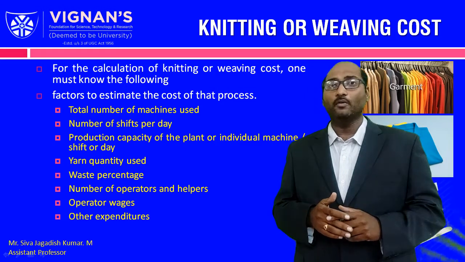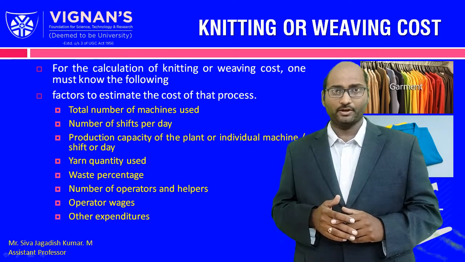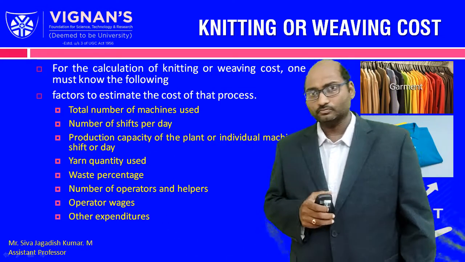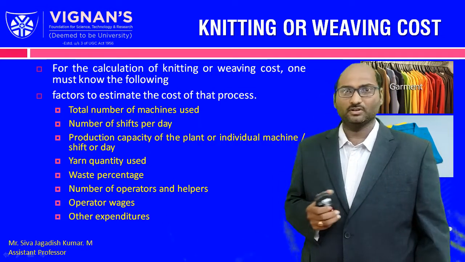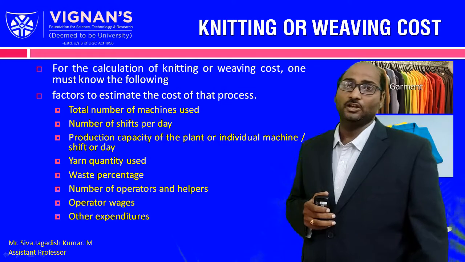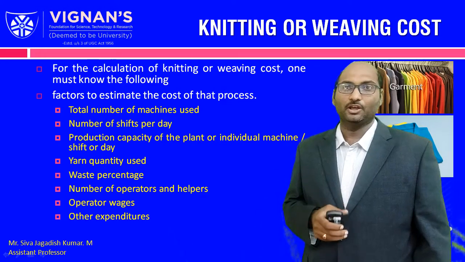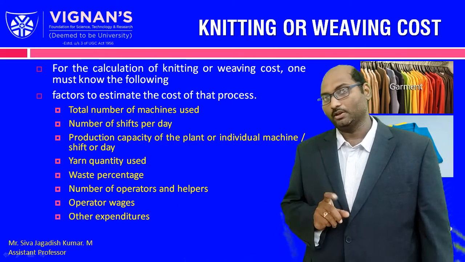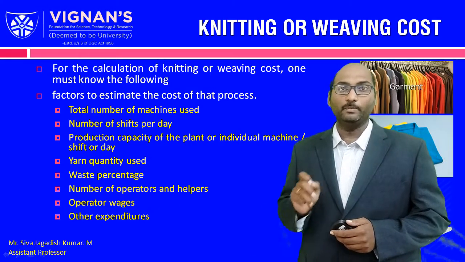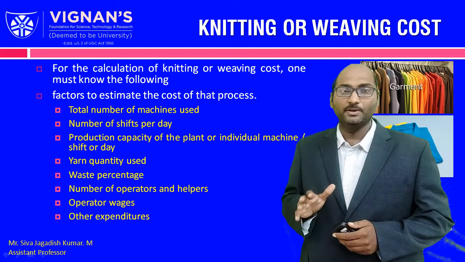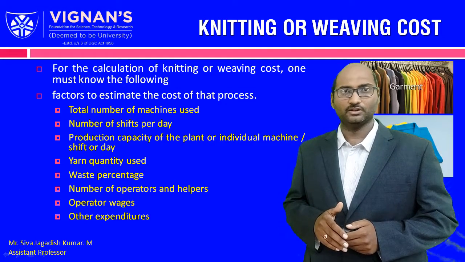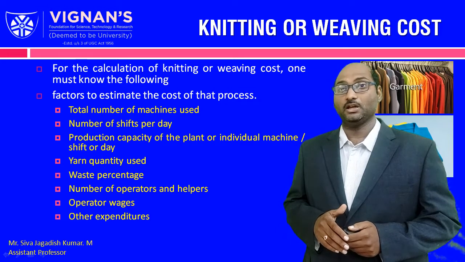Again, the number of operators and helpers required matters. Accordingly, the cost of knitting or weaving is going to change. Then the operator wages will change depending upon local laws. At one place, maybe 500 rupees is the minimum wage, in another place maybe 200 rupees. So obviously, it affects the costing.